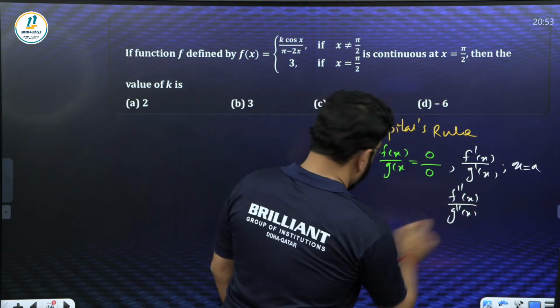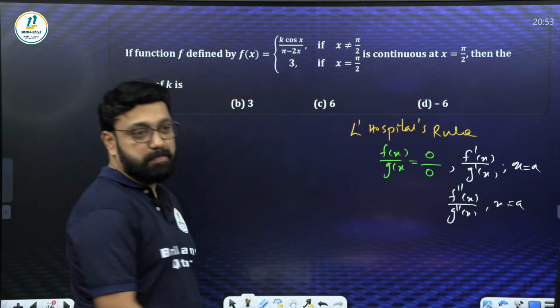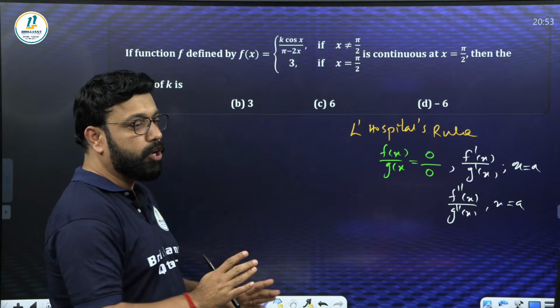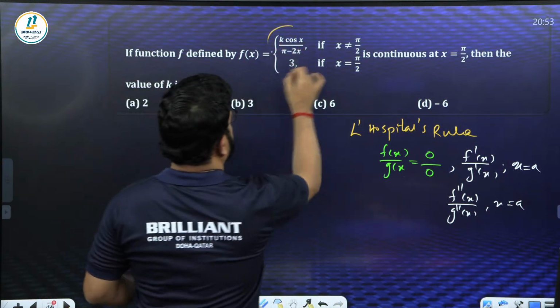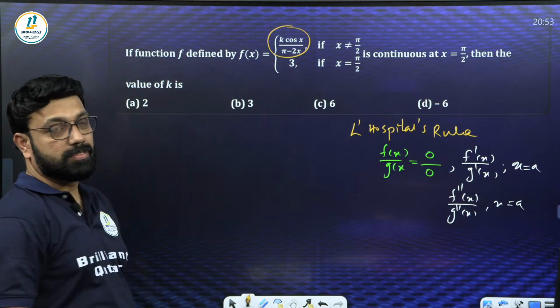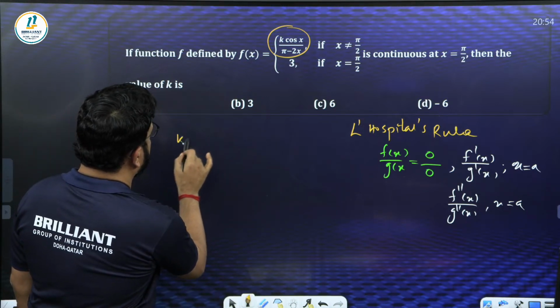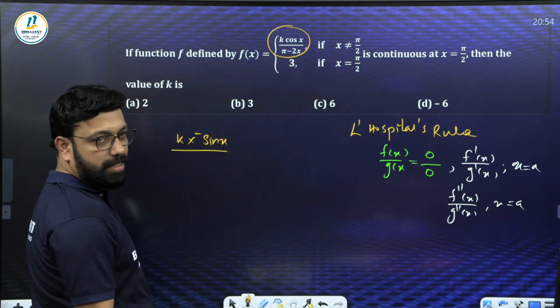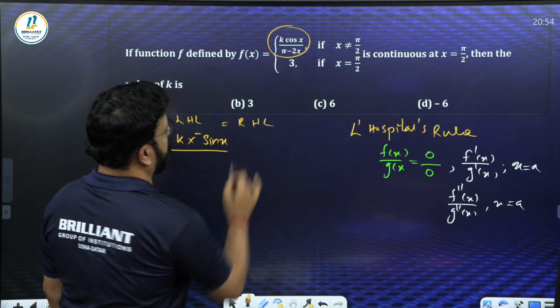That means again, once again take the derivative. Okay, so we can check that method. I'm not doing the normal descriptive method. How can we find out this answer? Please listen. k cos x by, I'm taking the limit. So k cos x means k into the derivative of cos x, minus sin x. This is LHL actually, LHL equal to RHL, that only we are checking.